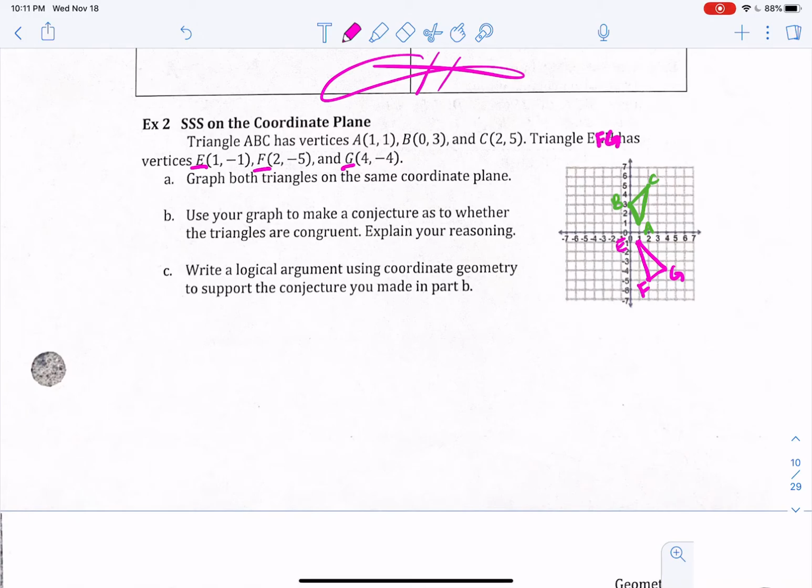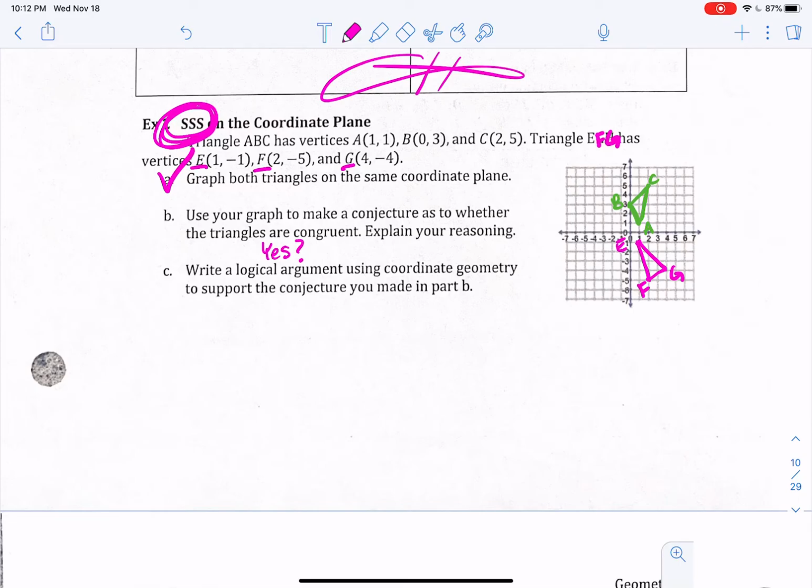And I'm trying to prove that by side, side, side. So I'm basically saying that all three sides are the same length as each other. Okay. So graph both triangles in the same coordinate plane. Check. A is done. B, use your graph to make a conjecture as to whether you think the triangles are congruent. I don't know. They kind of look like they're maybe the same size, but I'm not really sure. So, yes, question mark. I think maybe they're congruent. But in part C, we're actually going to solve and find whether they are congruent or not, all right?